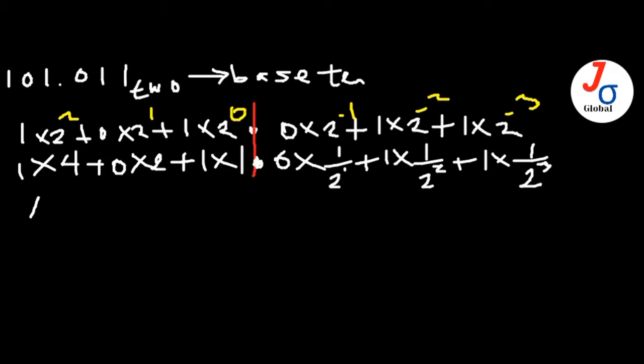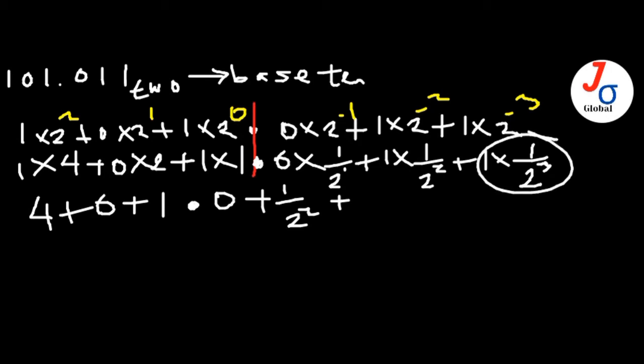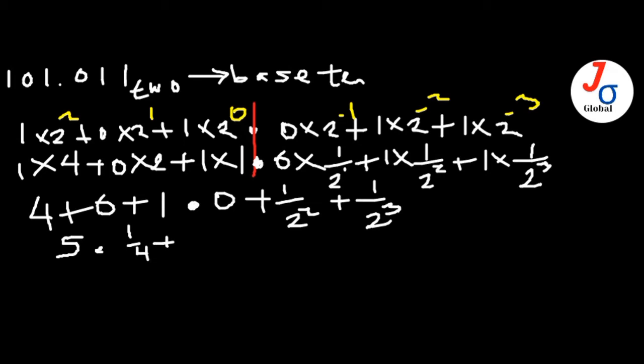So 1 times 4, you have 4, plus 0 times 2, you have 0, then plus 1 times 1, you have 1. Then you have your decimal point, and so you have 0 times half, you have 0, plus 1 times 1 over 2 raised to the power of 2, then plus 1 times 1 over 2 raised to the power of 3. So I have 4 plus 1, that's 5 point, 1 over 4 plus 1 over 8.